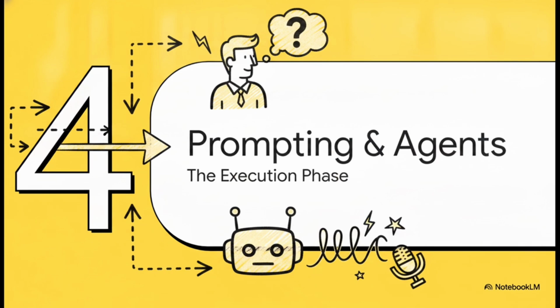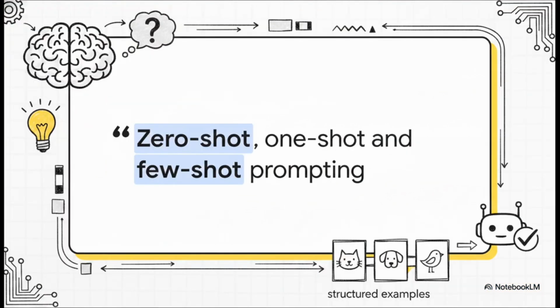Module 4, Prompting and AI Agents. This is the execution phase. Okay, we've built the foundation and we've customized the model. Now we enter the execution phase. This is all about your form, how you, the human, actually interact with the machine to get the absolute best performance. Let's talk prompt engineering.